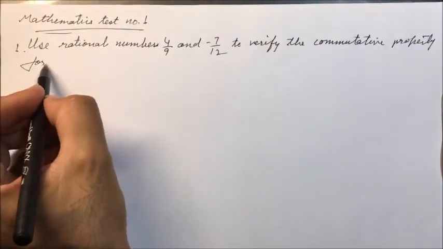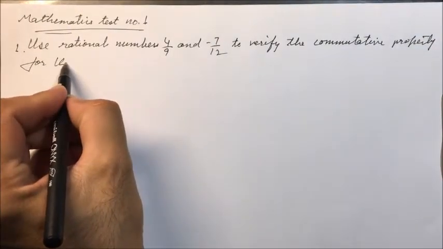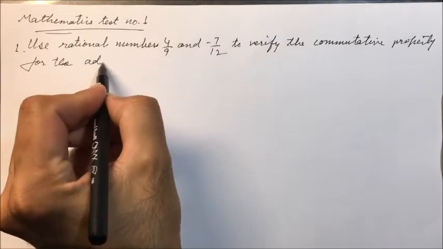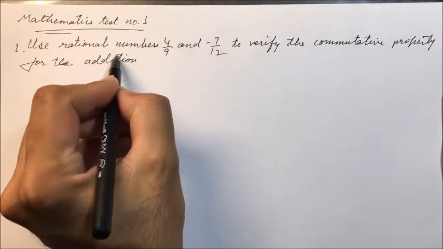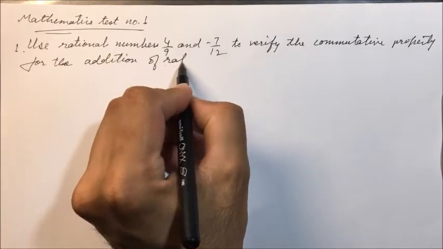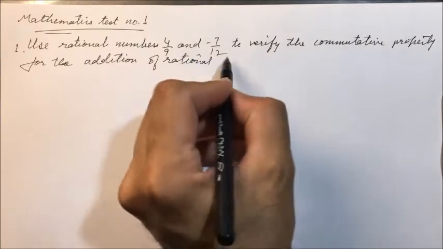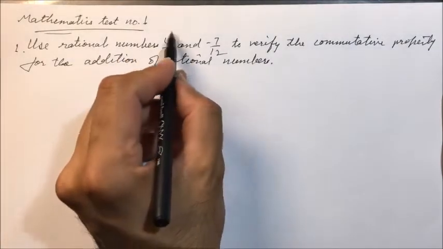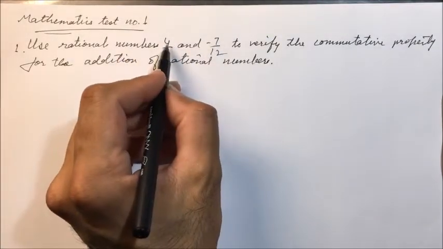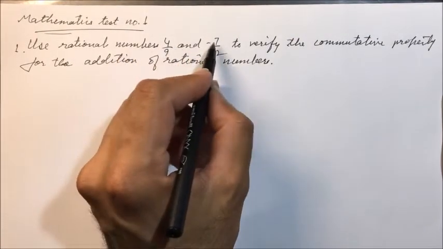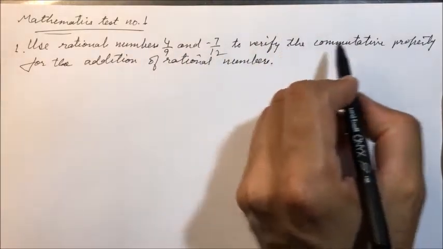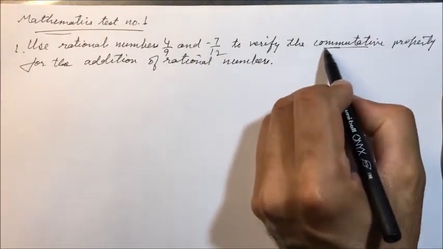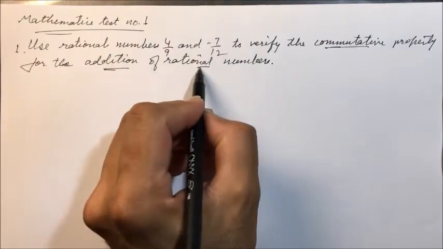For the addition of rational numbers. So we are provided two numbers, that is two rational numbers, 4 by 9 and minus 7 upon 12, and we have to verify the commutative property for addition of rational numbers.